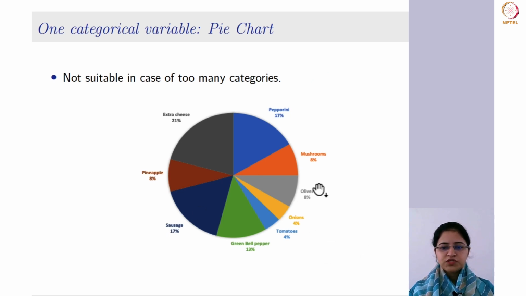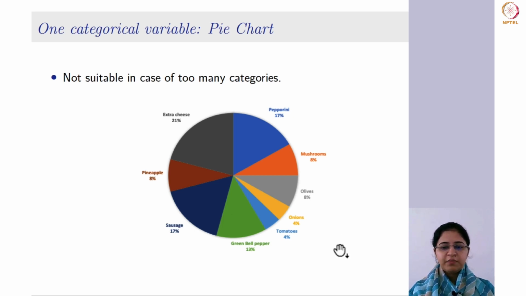So here, if you see, pepperoni goes down to 17%, sausage is also 17%. If you look at pineapple, mushrooms, olives, these all are 8%. Onions and tomatoes are 4%. Now, if you just look at this pie chart over here, if you look at their areas, 17% is this one and this is 13%, but you cannot distinguish that clearly. Similarly, if you have too many categories over here, it becomes difficult to interpret and make a distinction between them.